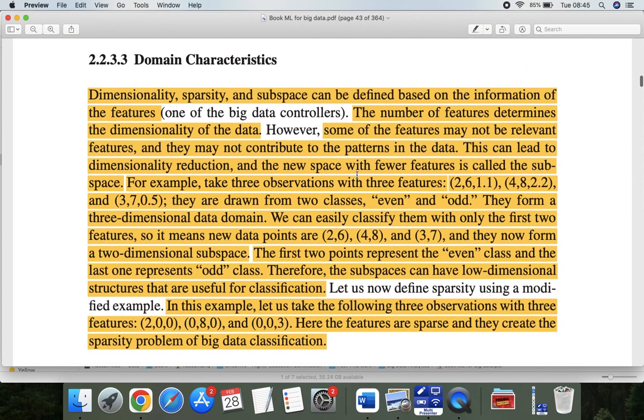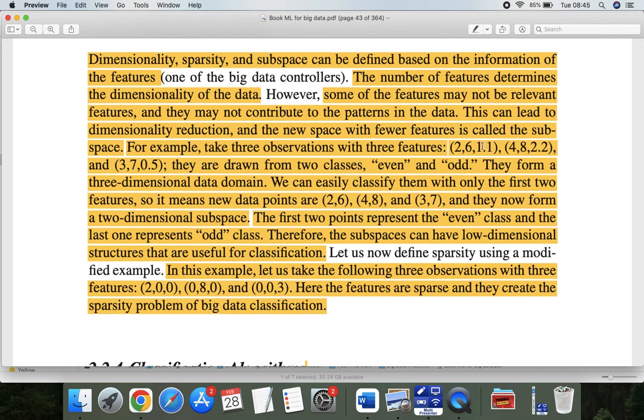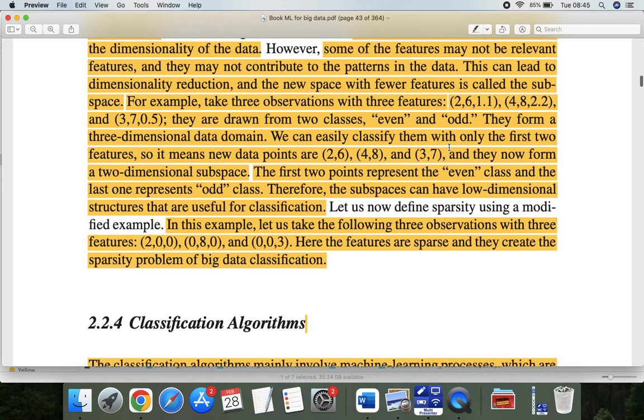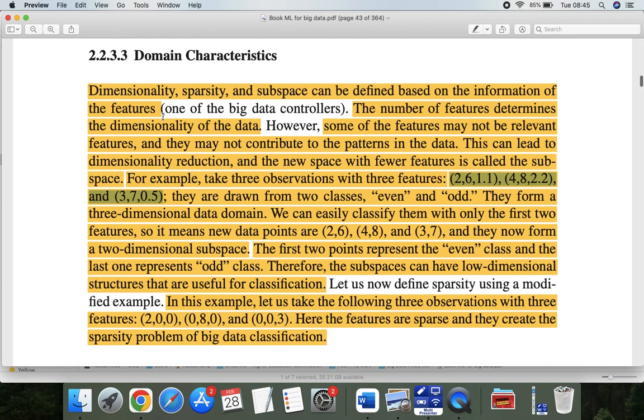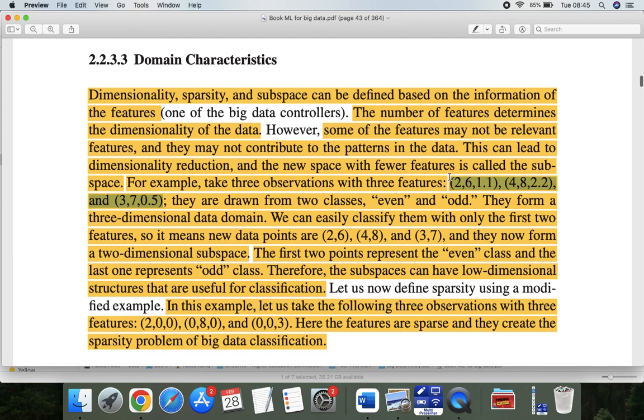Okay, data domain characteristics are normally high dimensionality, sparsity, or subspace. These are the main characteristics in this particular classification setting. Just look at this particular example here. Suppose you have three features: 2, 6, 1.1, then 4, 8, 2.2, and then 3, 7, 0.5.